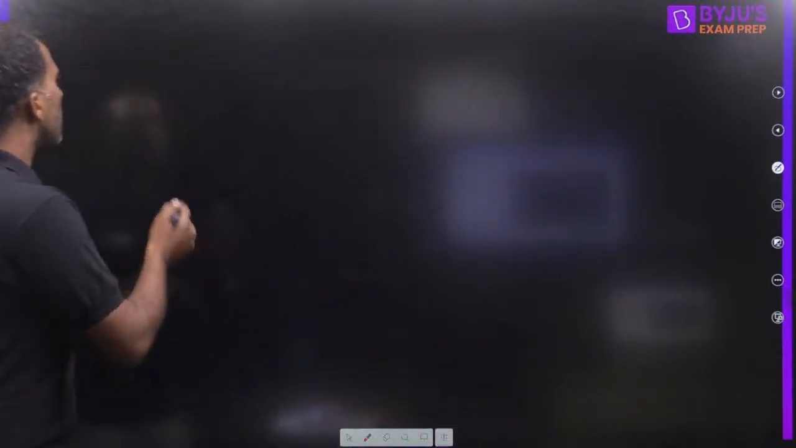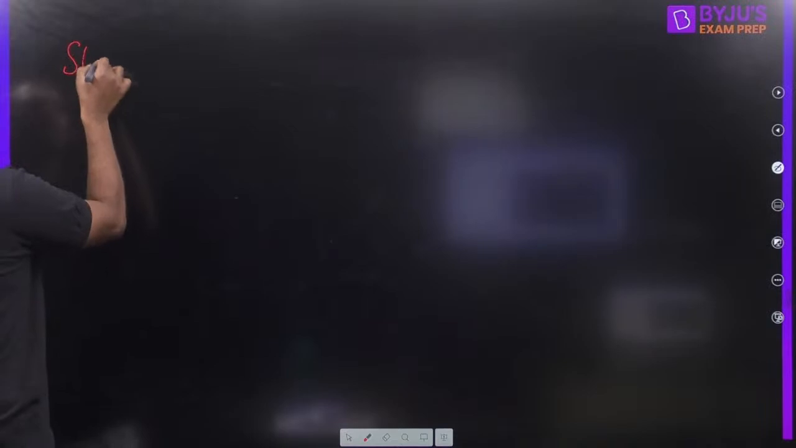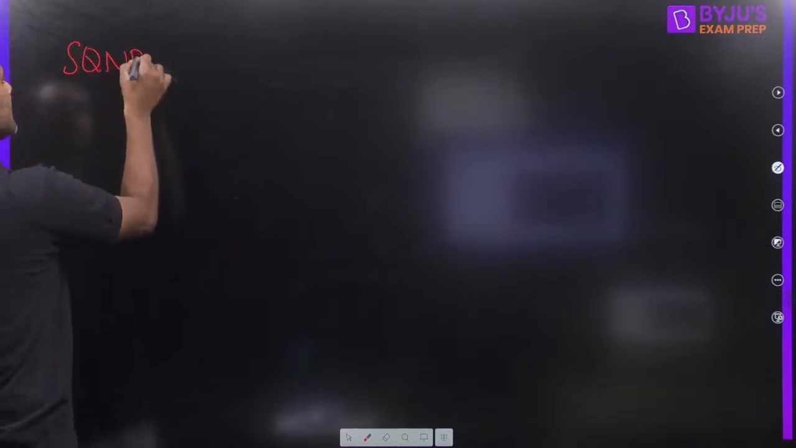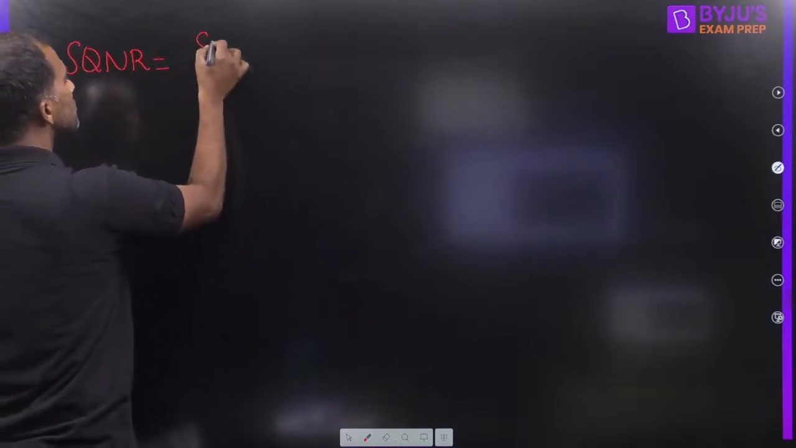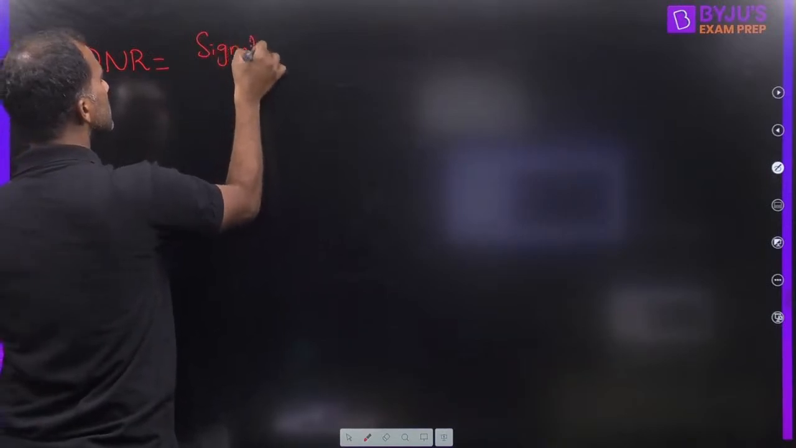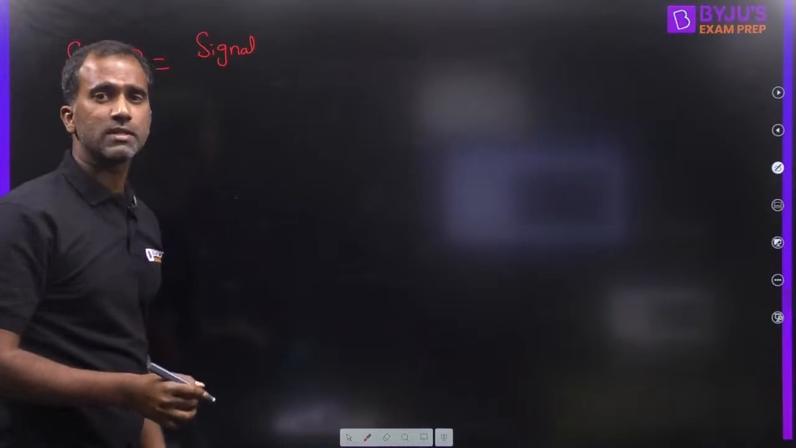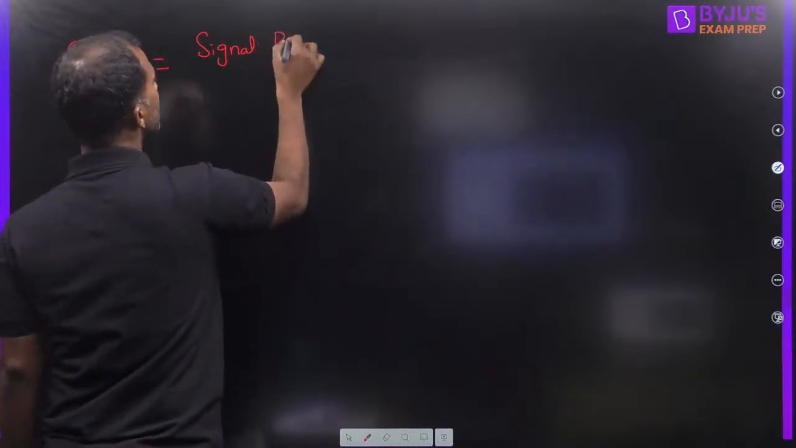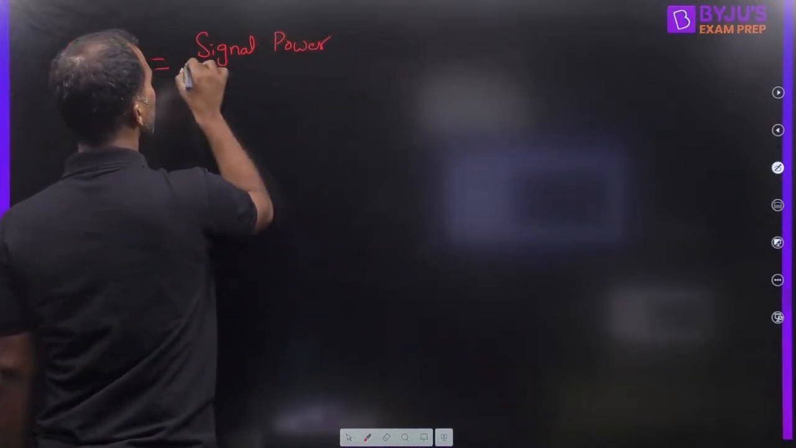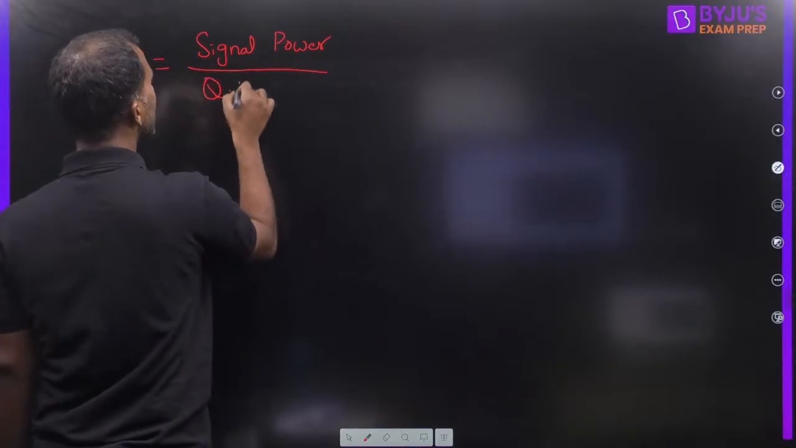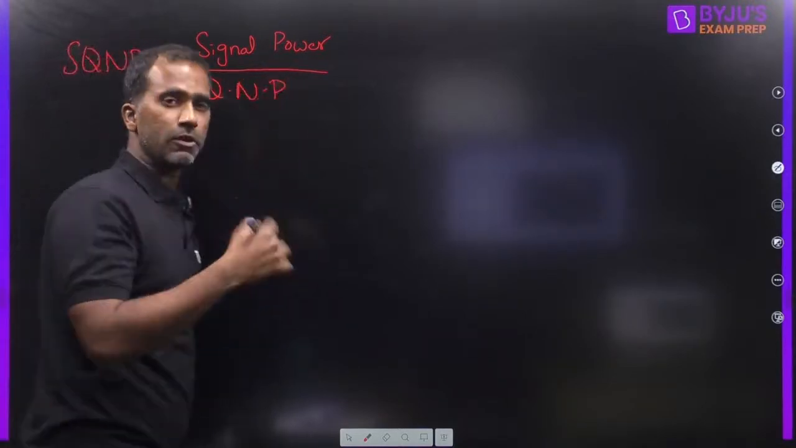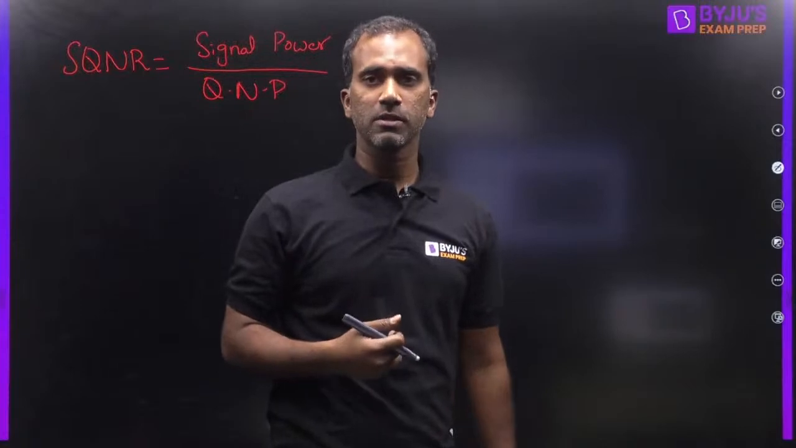Right. Since we got the quantization noise power, how do we find the signal to quantization noise ratio? What ratio is it? It's not a voltage ratio, it is a power ratio. It is signal power divided by quantization noise power. We already have discussed how to find quantization noise power.